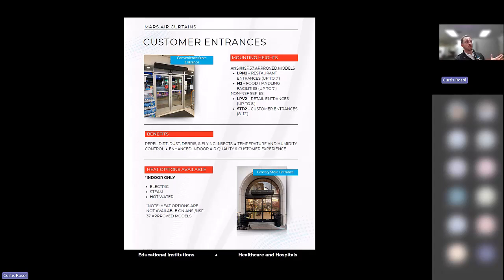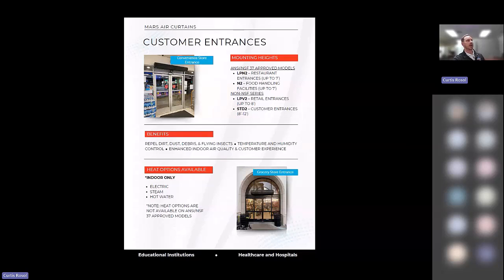We can also do our standard units, like I mentioned. Those are typically for entry doors. If you need a little bit more airflow, maybe you're more focused around fly control, like I said, we can do standards for that. The example you see on the bottom there is a grocery store entrance. It's actually an exterior installation. So, for whatever reason that might be, we can install air curtains on the outside of the door as well.